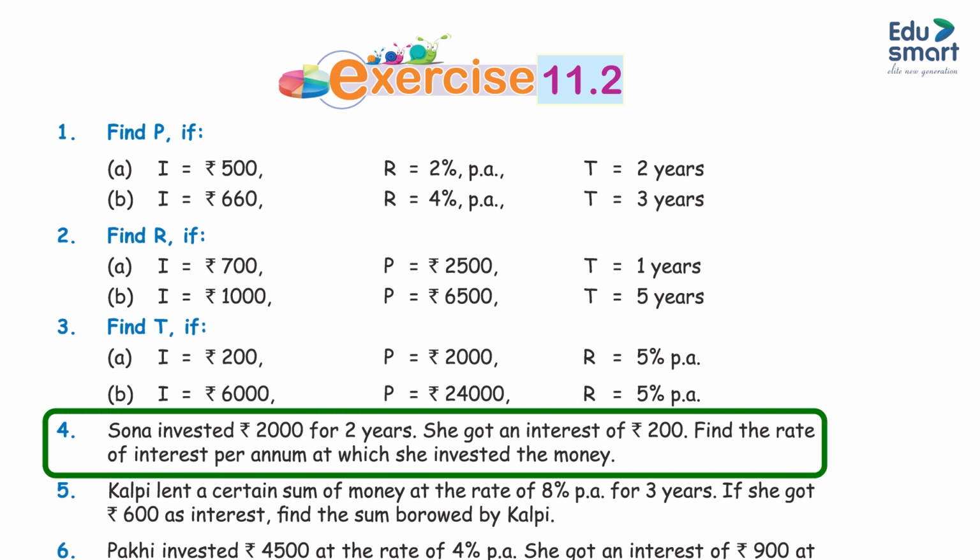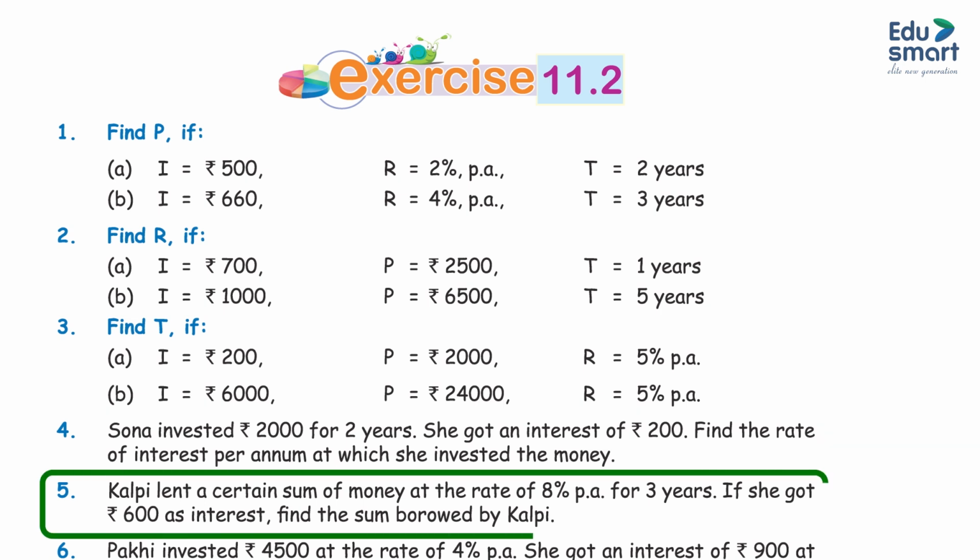Question 4. Sona invested rupees 2000 for 2 years. She got an interest of rupees 200. Find the rate of interest per annum at which she invested the money. Answer: 5%. Question 5. Kalpi lent a certain sum of money at the rate of 8% PA for 3 years.